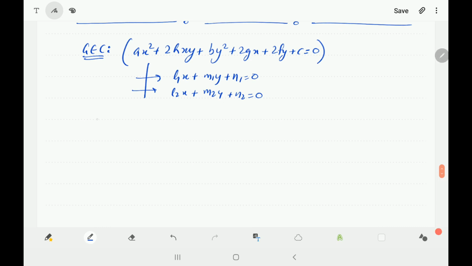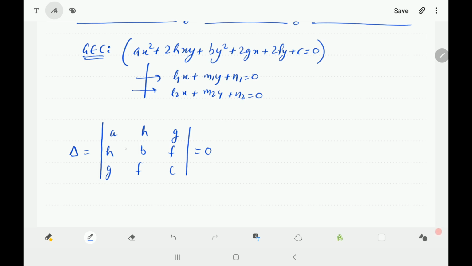The result for this is that if you want to express this equation into two linear factors, it means you want to convert the general equation into a pair of two lines. So these are two lines only. The condition is that the determinant |A H G; H B F; G F C| should be equal to 0. So we call it delta.